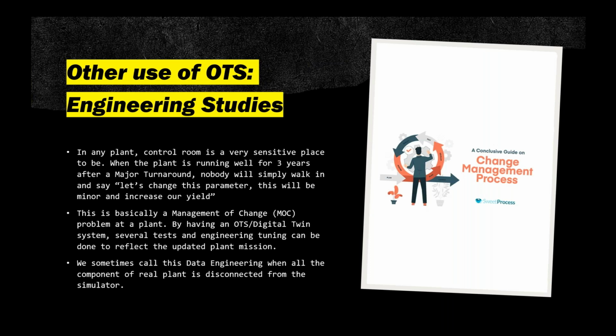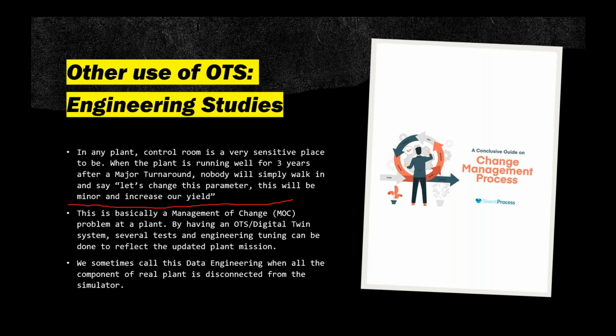So instead of doing the management of change in the real plant, you can do these engineering studies based on management of change using the OTS or digital twin. If you have a well-maintained digital twin, the plant can be safely modified. You can modify the pressure level of a particular section and increase the percentage of production, for example from 90% to 200%. So we can have the test here inside the OTS and see how it goes.